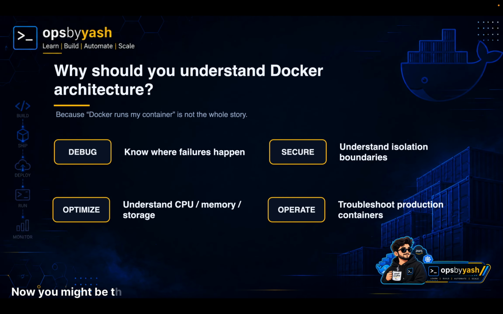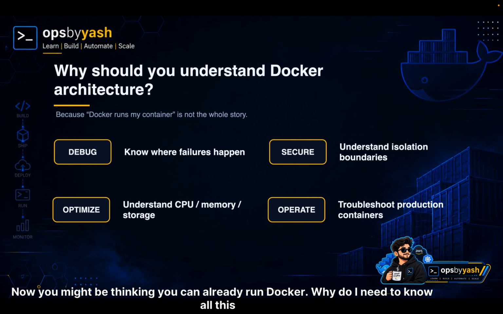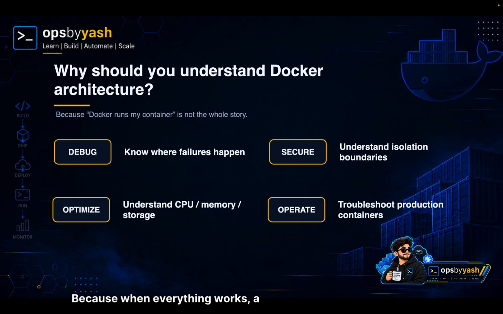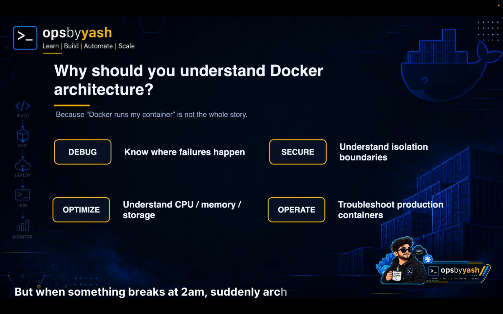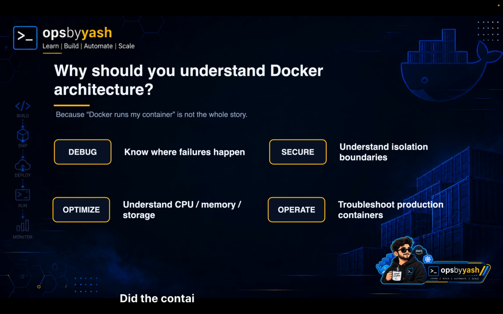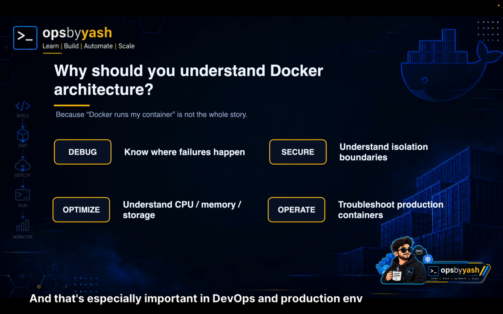Now you might be thinking, you can already run Docker, why do I need to know all this? Because when everything works, architecture is boring. But when something breaks at 2 am, suddenly architecture becomes your best friend. Is the CLI failing? Is the Docker engine down? Did the image fail to pull? Is the container running but the application can't connect? Did the container hit its memory limit? Understanding the architecture helps you answer those questions, and that's especially important in DevOps and production environments.